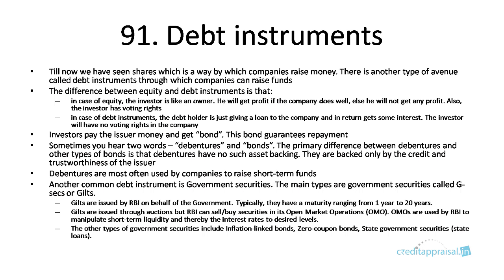And there are other types of government securities that include inflation-linked bonds and zero coupon bonds. So all this we'll discuss. This is a separate chapter on government securities.